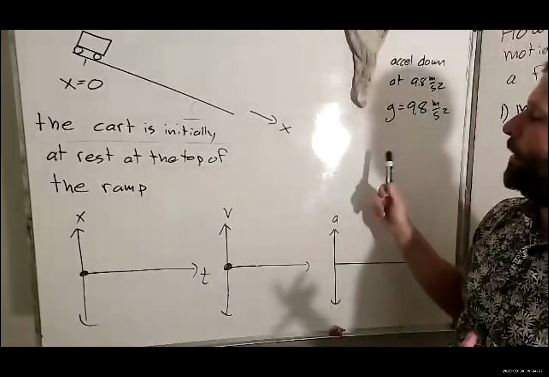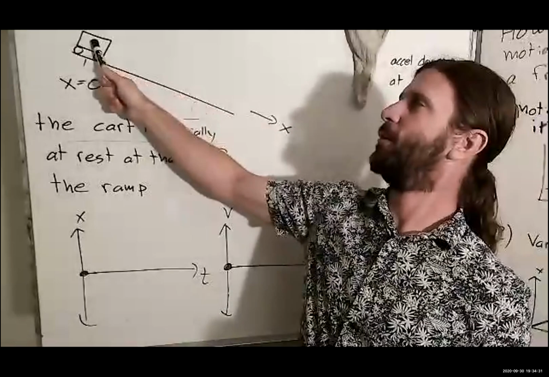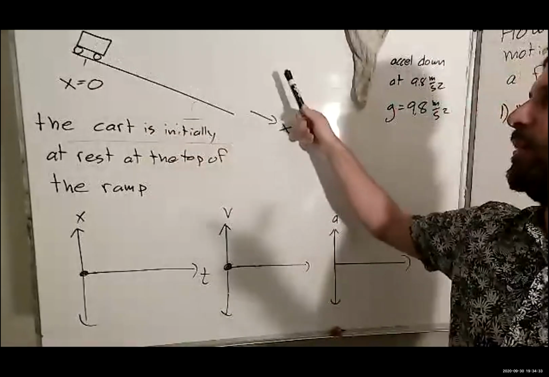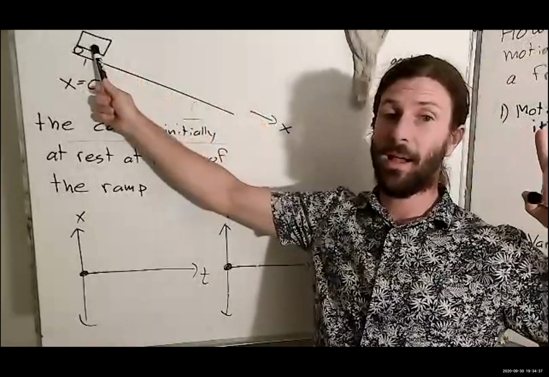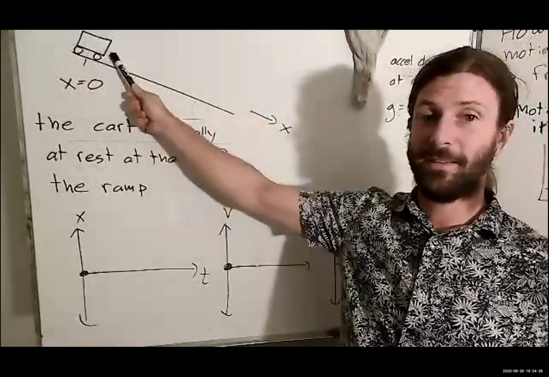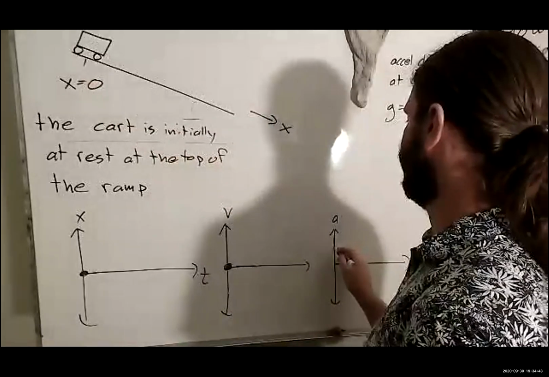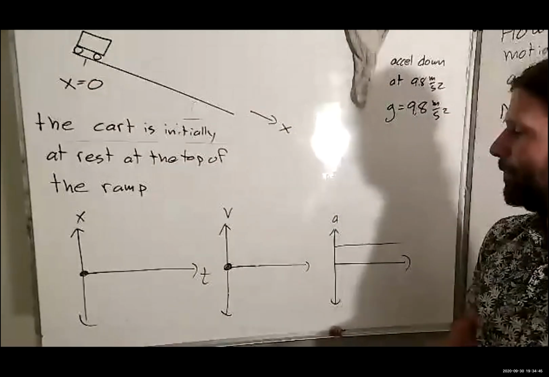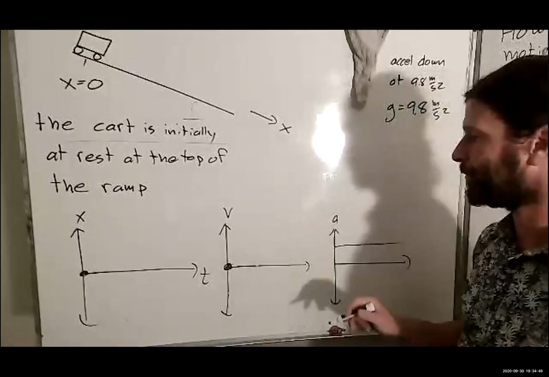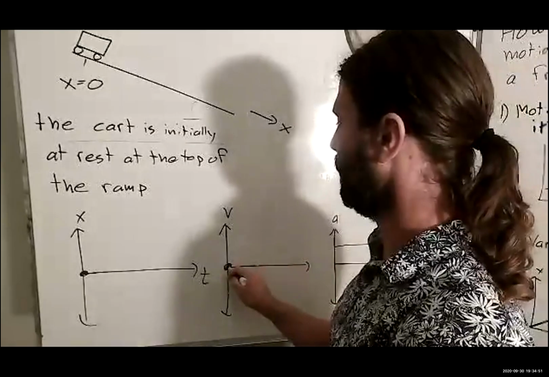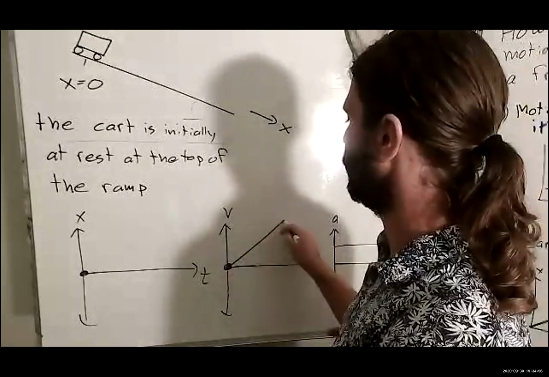Okay, so that being said, is the acceleration going to be positive or negative? I think I heard most of the people say acceleration is positive because it's initially here and it's going to accelerate down the ramp. So this is going to be a constant, something like this. Now velocity is going to be increasing at a constant rate.